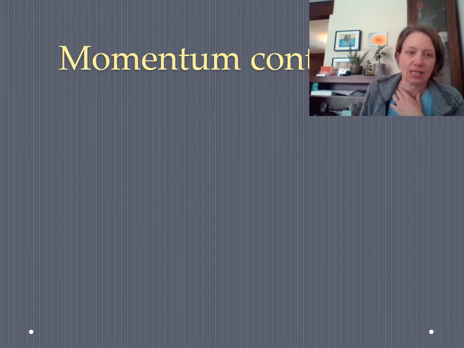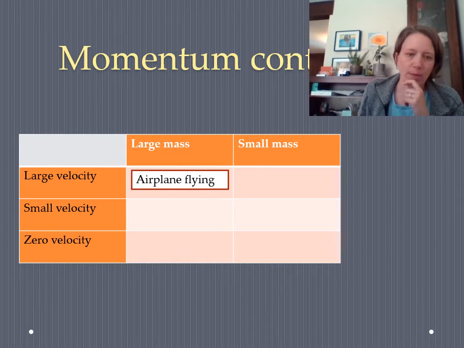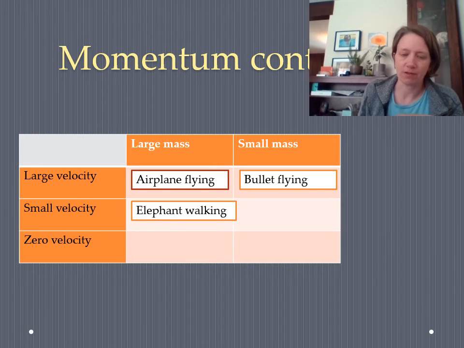It's also useful to be able to think about momentum conceptually sometimes. So I've made this table here where we have the mass of an object on the top and the velocity of objects on the side to give some examples of objects that would have a lot or a little momentum. So an object with a lot of mass and a lot of velocity would be something like an airplane flying. An object with a small mass but a large velocity would be something like a bullet flying.